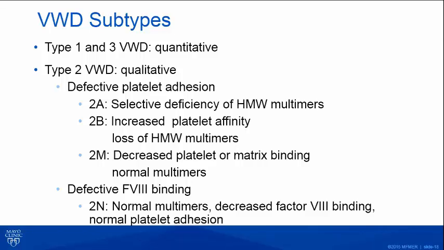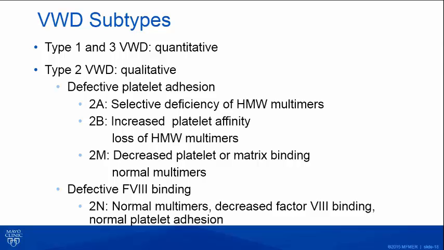platelet binding site. So the von Willebrand factor in type 2B has increased affinity for platelets, so it will bind platelets, activate them, and cause consumption of both. So you will see loss of high molecular weight multimers as well as thrombocytopenia in those patients. Type 2M has a normal multimer pattern, however, there's decreased platelet or matrix binding capacity.